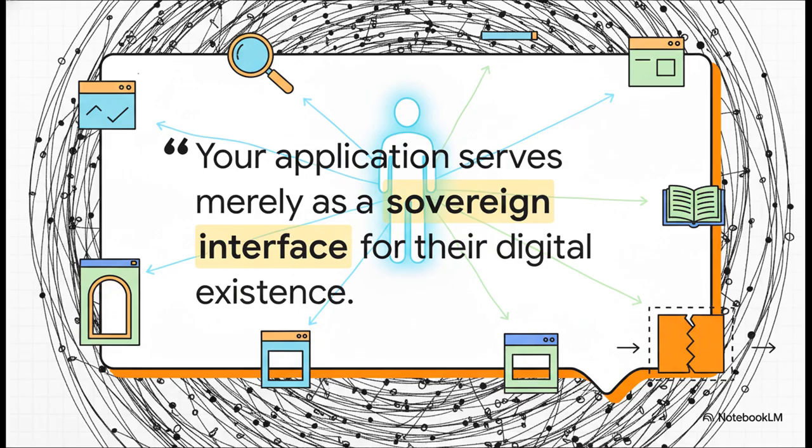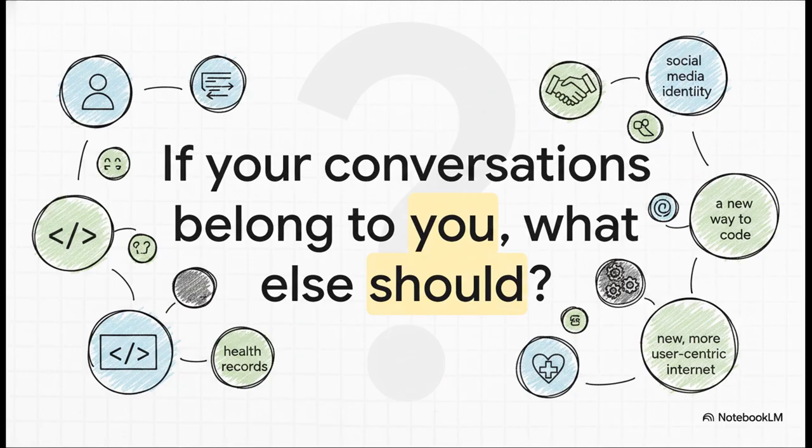Your app stops being this big data silo, this walled garden, and instead it just becomes a tool, a simple interface that the user picks up to interact with their own data. The user is suddenly at the center of their own digital universe. And that really leaves us with a final, massive question to chew on. If this model proves that your private conversations can truly belong to you, controlled by you, what else should? What about your social media profile, your professional network, your health records? This isn't just about a new way to write code. This could be the blueprint for a whole new, more user-centric internet.